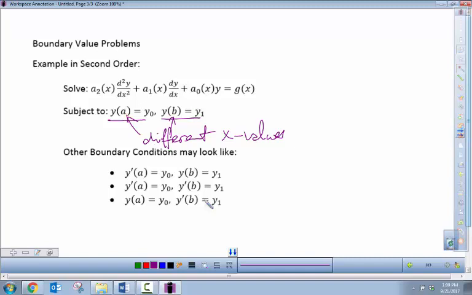So the main deal about this is that there's no existence and uniqueness theorem here. So you're not guaranteed to have a solution or a unique solution.